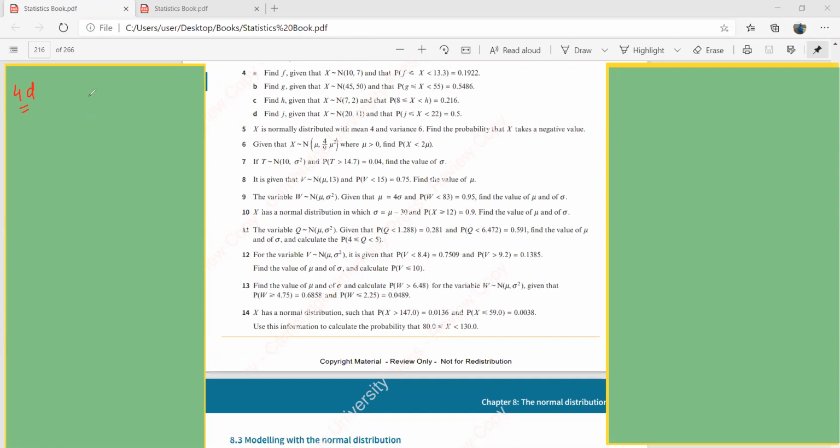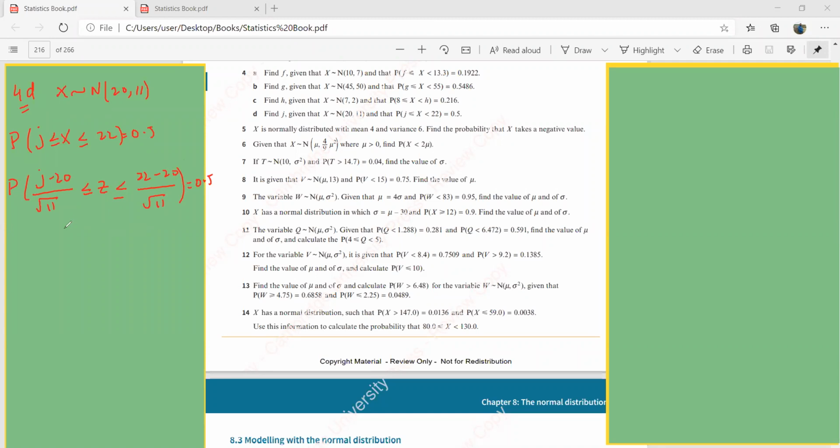It says X is normally distributed with the mean 20 and the variance 11. We have been given that the probability that X is between J and 22 is equal to 0.5. So I will be standardizing this. I would write J minus 20 over the square root of 11, that is Z, and then you have 22 minus 20 over the square root of 11, that is equal to 0.5.